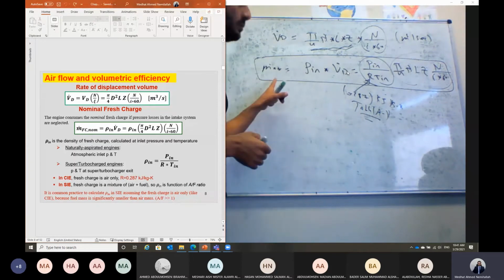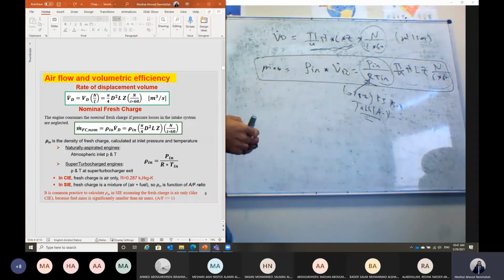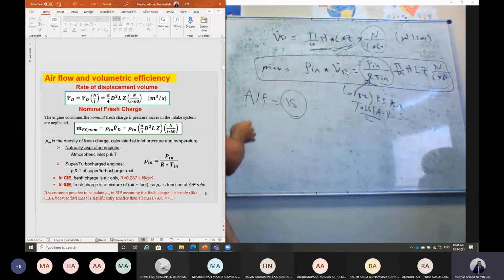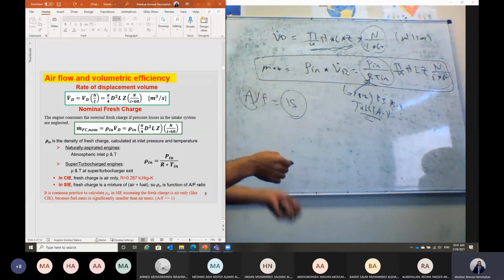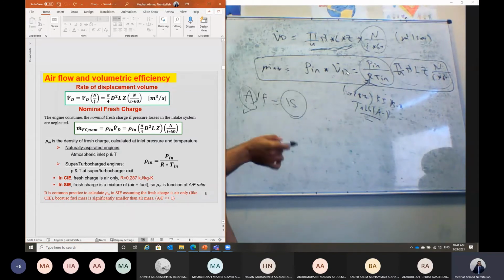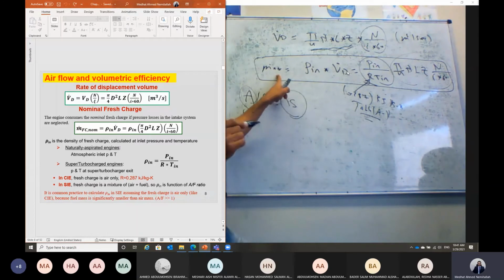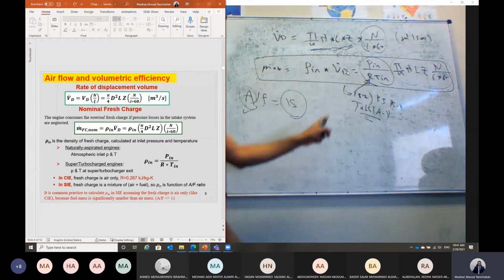So the charge coming to the engine is air in the case of a diesel engine. And usually, in gasoline engines, this charge is air plus fuel. But the air-to-fuel ratio in gasoline engines is about 15, so the dominating gas is air. So the properties are almost those of air. In the case of gasoline or diesel, we can assume that the incoming charge to the engine is only air, and we can calculate it based on the properties of air.